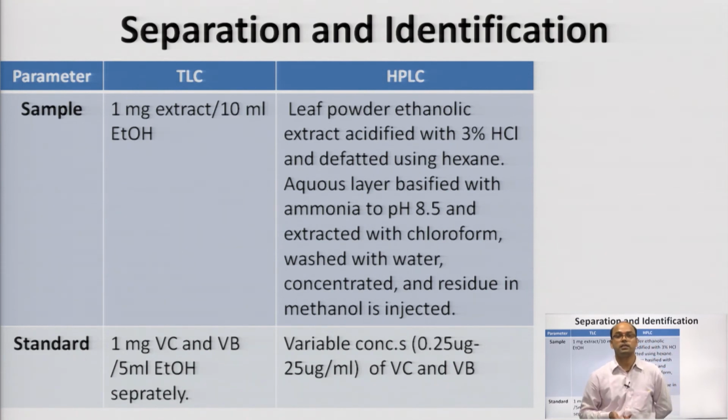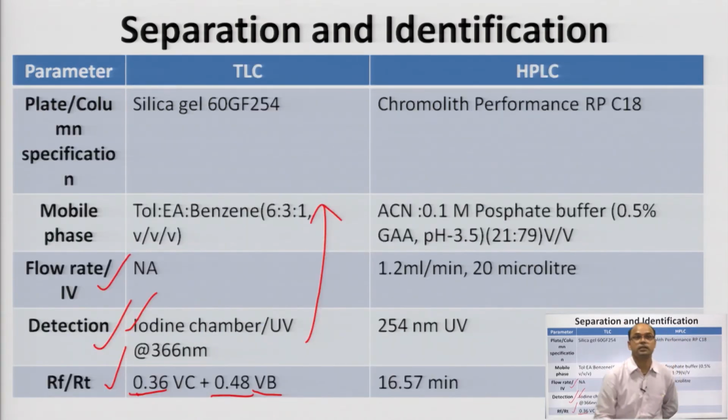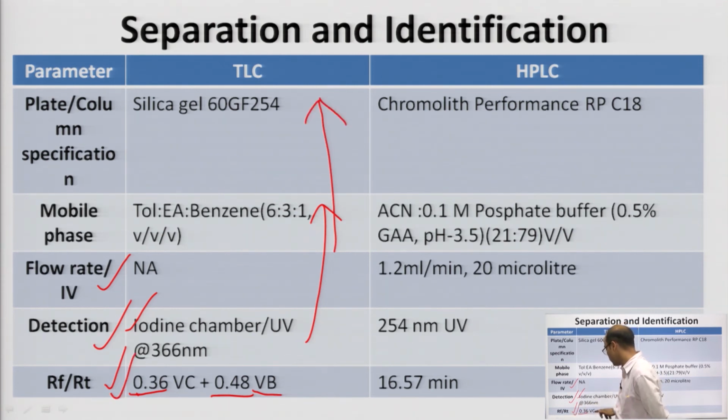For TLC analysis, we prepared the sample by dissolving 1 mg of the extract in 10 ml of ethanol. For standard, we used 1 mg of vincristine and 1 mg of vinblastine in 500 ml ethanol separately, and we spotted the samples on the TLC plate and maintained these conditions. In these conditions, we got an RF value of 0.36 for vincristine and 0.48 for vinblastine. So in this way we can carry out the TLC analysis.